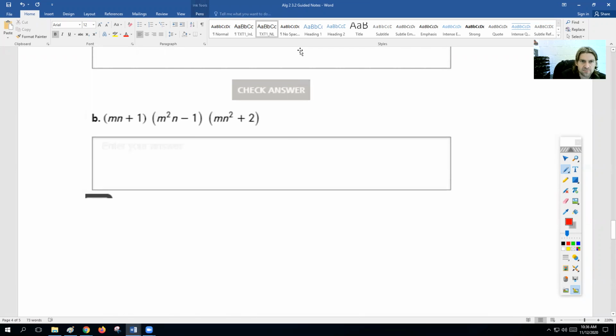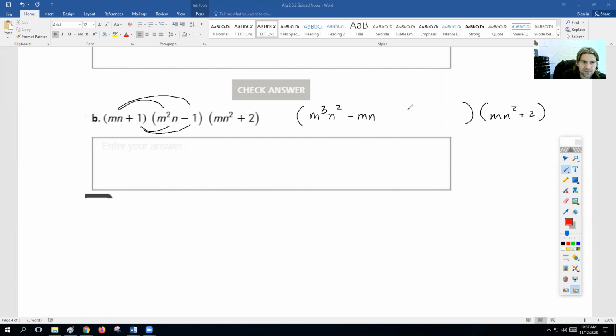Okay, so if we were going to do this problem, what I would first do is distribute those two together first. So I'm going to put this in parentheses and leave the mn squared plus 2 alone. So if we distribute the mn to both of these, mn times m squared m becomes m cubed n squared, and then minus 1 times mn is just mn.